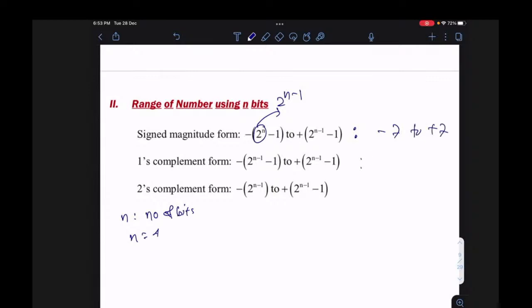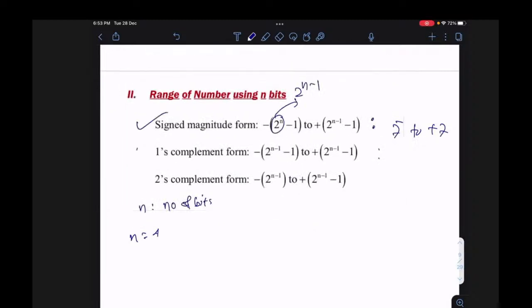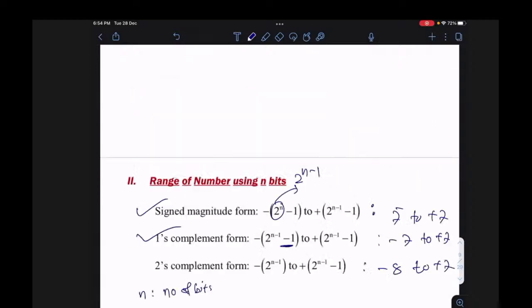The same is the story for this. You can see that this formula and this formula are the same, so in this case also it is minus 7 to plus 7. But in the next case, in 2's complement, we don't have this minus 1, right? If you simply substitute n equals 4, it is minus 2 raised to power 3, which is minus 8. So this is minus 8 to plus 7. From these 3 formulas, in the GATE exam we have a good number of questions. You can go through it. This is also what I wanted to discuss.